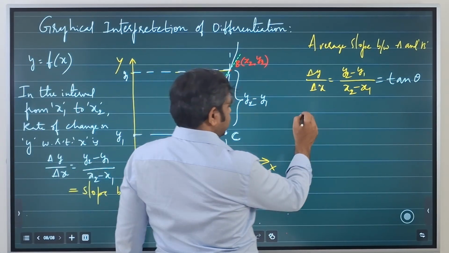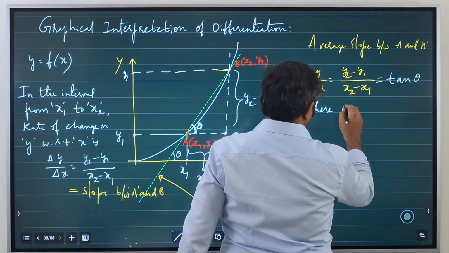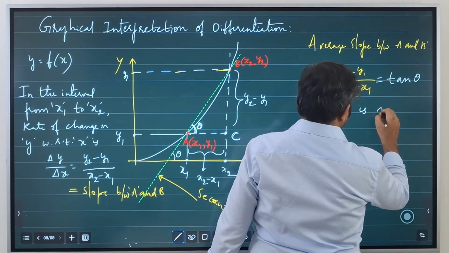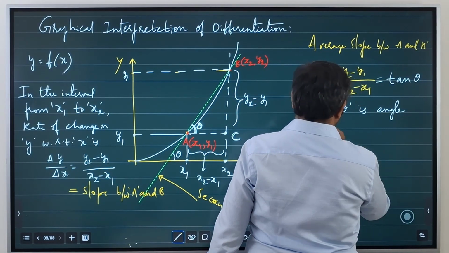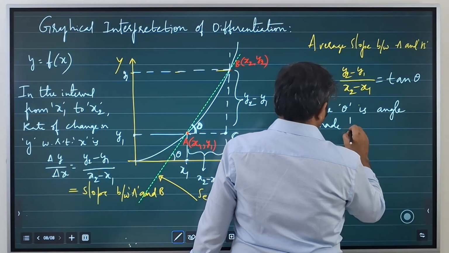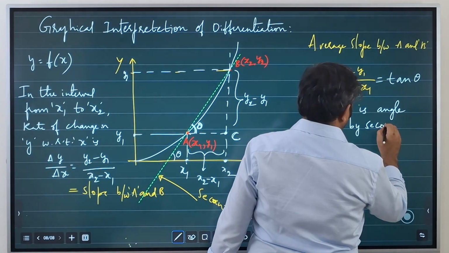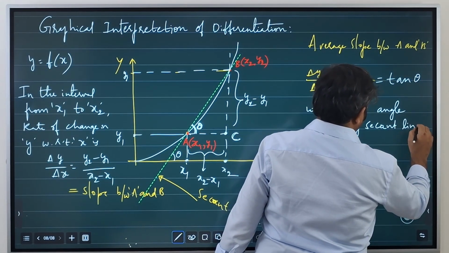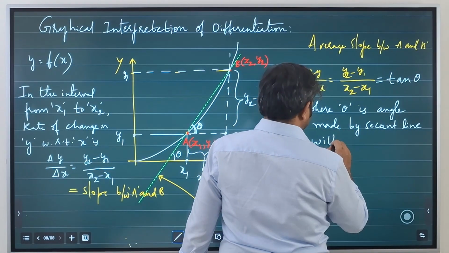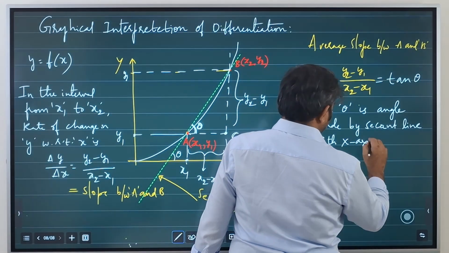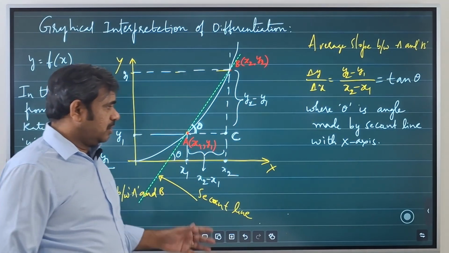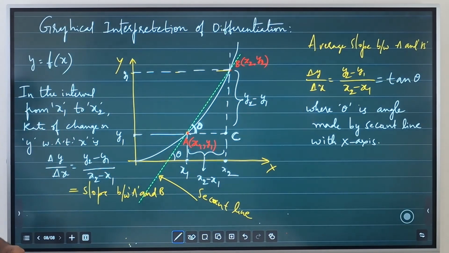Where theta is the angle made by the secant line with the x-axis. This is only the average slope.